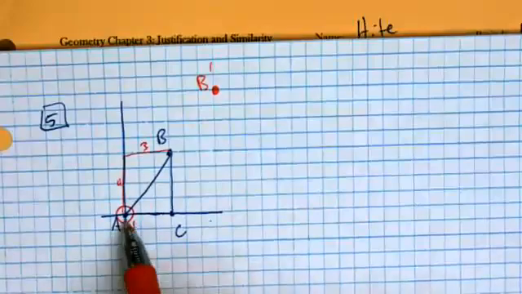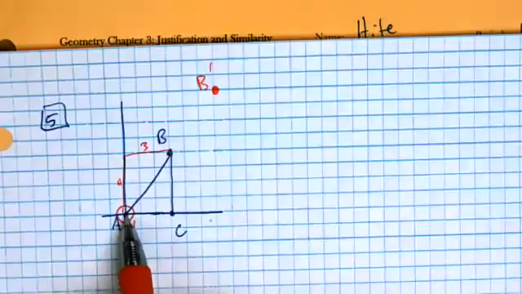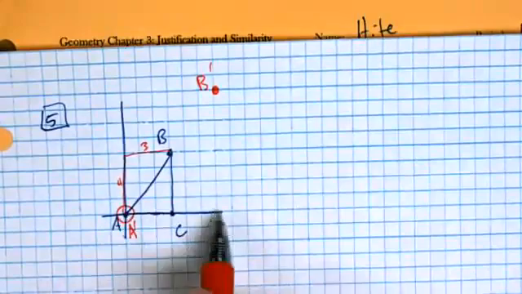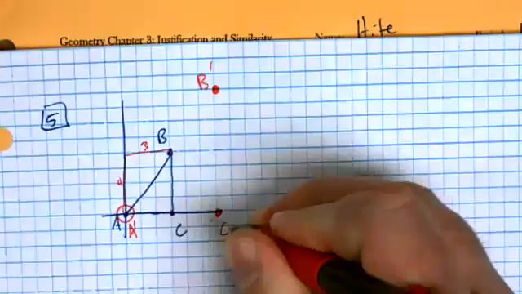Same idea with C. We always count from A. We say, how far is it from A to C, or how do I get there? I go to the right by 3. I'm just going to double that. Instead of going by 3, I'm going to go 3 times 2. That's 6. That's going to get me here, and here's C prime.